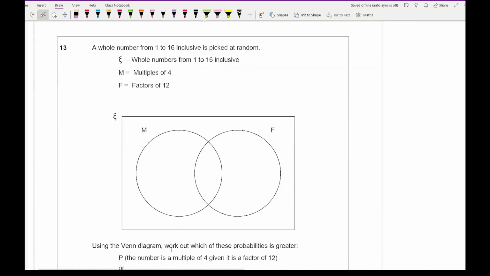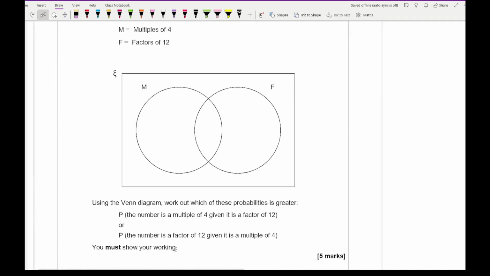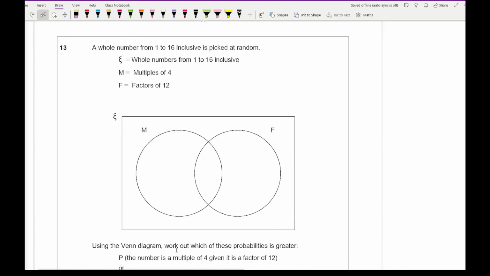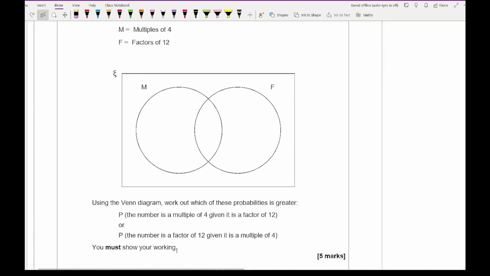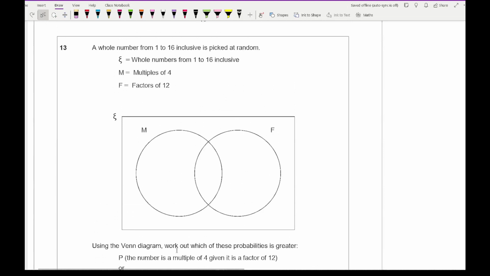Then moving on to question 13, it says that a whole number from 1 to 16 inclusive, which means we're including 1 and 16, is picked at random. And it says, using the Venn diagram, work out the probabilities, which of these probabilities is greater. Let's start by filling this Venn diagram in before we start reading. So looking at this, we're using numbers from 1 to 16. So I've got 1, 2, 3, 4, 5, 6, 7, 8, 9, 10, 11, 12, 13, 14, 15, and 16.